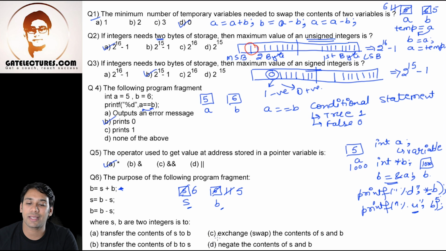Okay. Then option D is exchange the contents of S and B. So yes, they are swapping the values, and in swapping the values, I am covering option A and option B, both of them. In option D, negate the contents of S and B. No, it is not negating the contents of S and B. So option C is correct because it is also covering option A and option B, right? So now let us check out more examples.